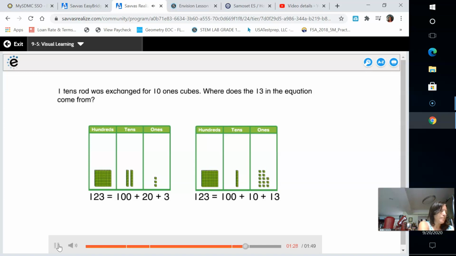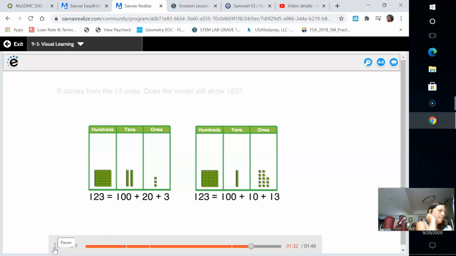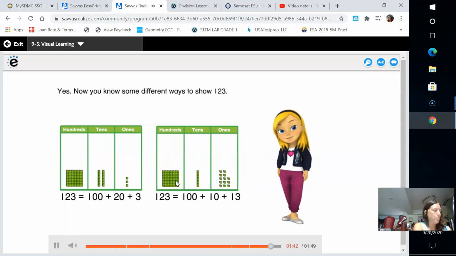Where does the 13 in the equation come from? Well, one of these 10s plus 3 of these ones is 13. It comes from the 13 ones. Does the model still show 123? Yes. Now you know some different ways to show 123.